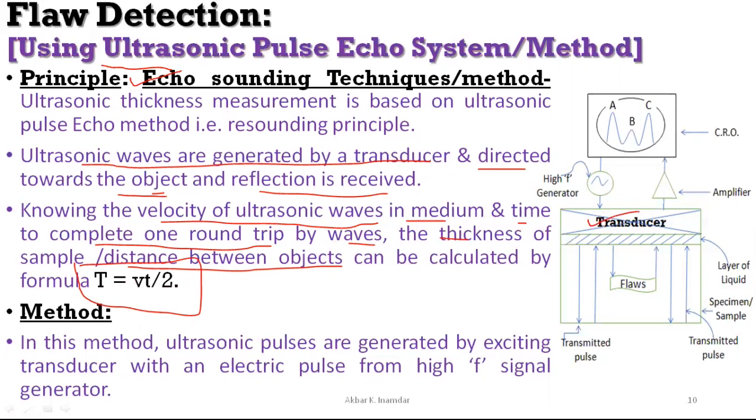In this method, the transducer generates the ultrasonic waves and sends them into the sample under test. The transducer is attached to the sample by using an incompressible liquid. This is the liquid layer. This transducer is excited by a high frequency generator and generates the ultrasonic waves and sends them into the sample which contains the flaws, and the result can be monitored on the CRO unit by amplifying the signal.